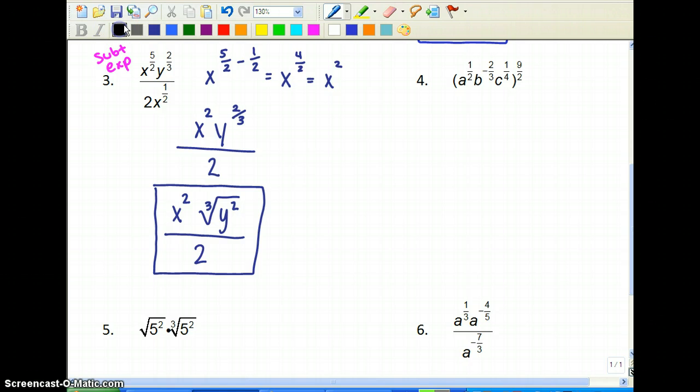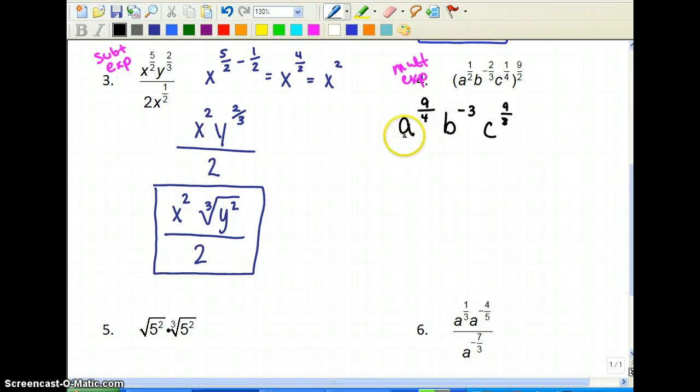Number 4. This is power to power, so we're going to multiply our exponents. 1/2 times 9/2 is 9/4. These 2's would cancel, the 3 would cancel, and we're going to get -3 on the B, and then 9/8 on the C.